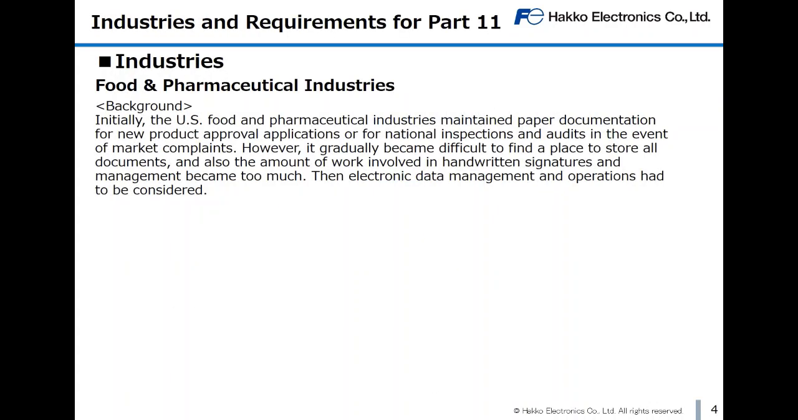Industries and requirements for Part 11. If you are applying for permission to sell a new product in the U.S. food and pharmaceutical industries, you must submit records of its development and manufacture to the FDA. The purpose of 21 CFR Part 11 is to prevent the falsification of electronic records and electronic signatures in order to allow these applications to be submitted in electronic form.